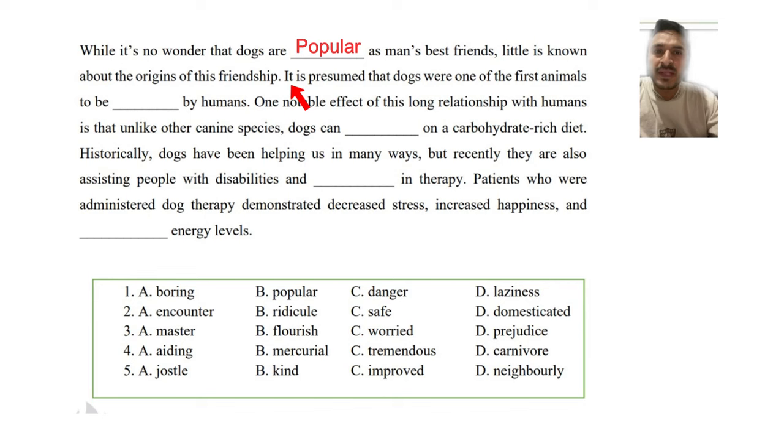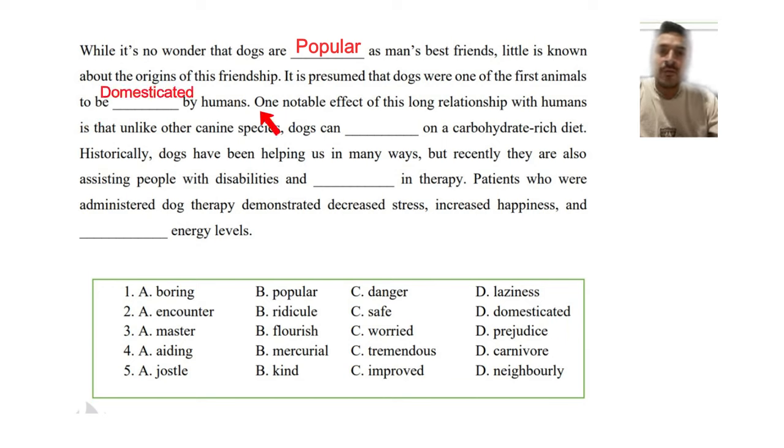Second option, just read it. It is presumed that dogs were one of the first animals to be dashed by human. So before blank is a B, after B always the third form will come. In the second option you can see options are encounter, ridiculous, safe, domesticated. Only the D option is here that is ending with ed. So it doesn't matter, I don't know the meaning of domesticated, but according to the grammar rule, after B the third verb will come, or the option ending with ed.